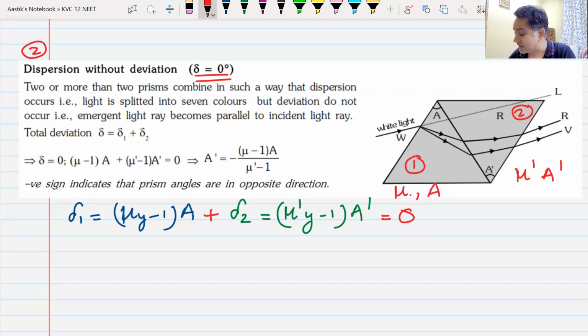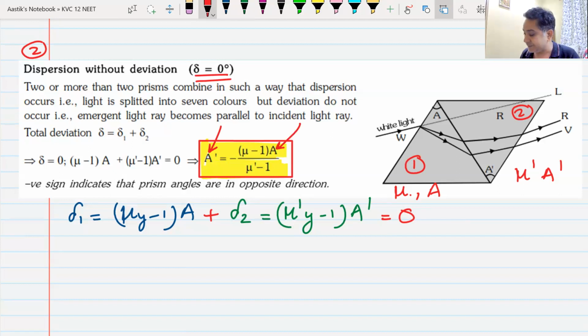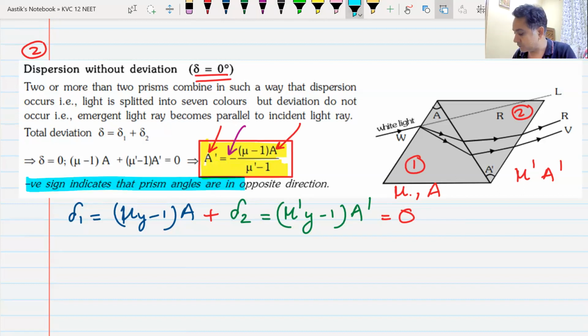From there, you can get the relation between A dash and A, and you can see that relation, which I'm going to highlight. That is the relation that you have to remember. That means you can find out this angle A dash if you know this angle A. What is the significance of this negative sign? Prism angles are in opposite direction. What do you mean by prism angle in the opposite direction? If one prism is erect, the other is inverted. Do you understand this? Yes, sir.